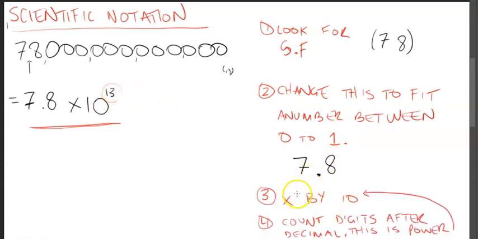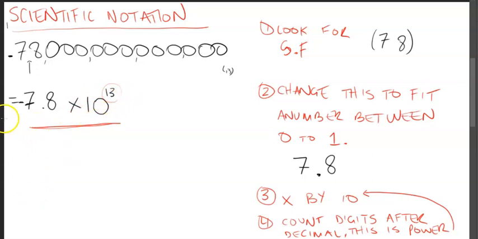So I've written this step 3 and step 4 here. You're going to multiply the 7.8 by 10, and then you're going to count the digits after the decimal. In this case, we count 13, and then this becomes the power for the base 10. That's why I've got that arrow there. Now, this also works with negative numbers. The only thing that will be different is that instead of, say for instance, this was negative 78 trillion, that negative will go here, okay? And that's it. Nothing else changes for the power or the base.